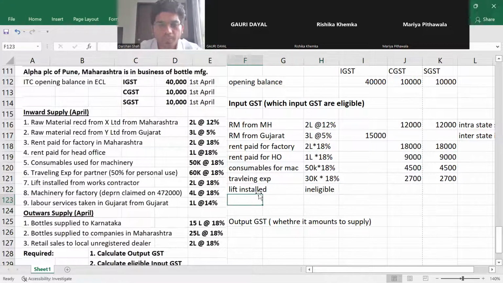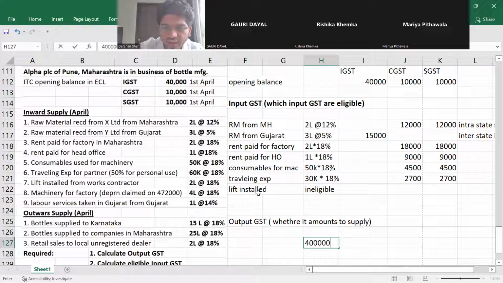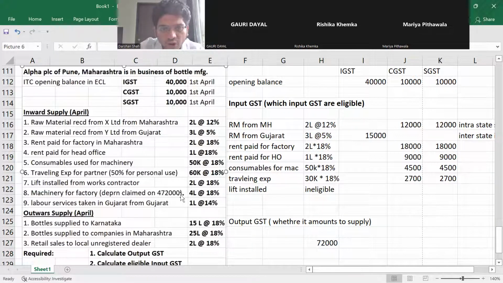All right. Machinery for factory. It's capital goods. 4 lakh at 18%. Depreciation is claimed on 4,72,000. What happens? Because 4 lakh into 18% comes out to how much? 72,000, right? So depreciation is claimed on 4 lakh plus 72,000.